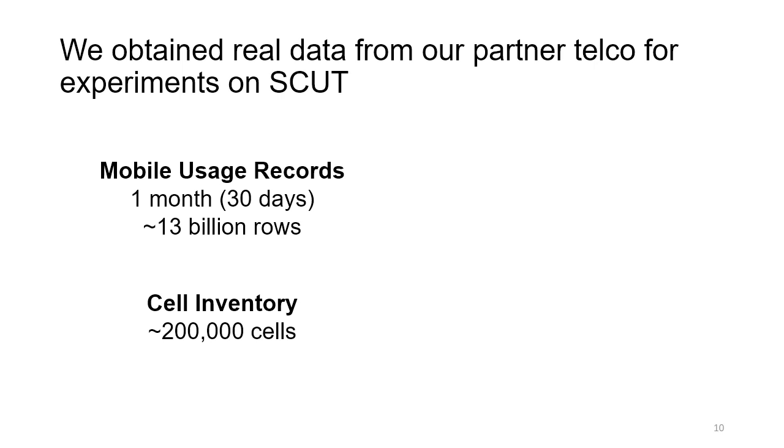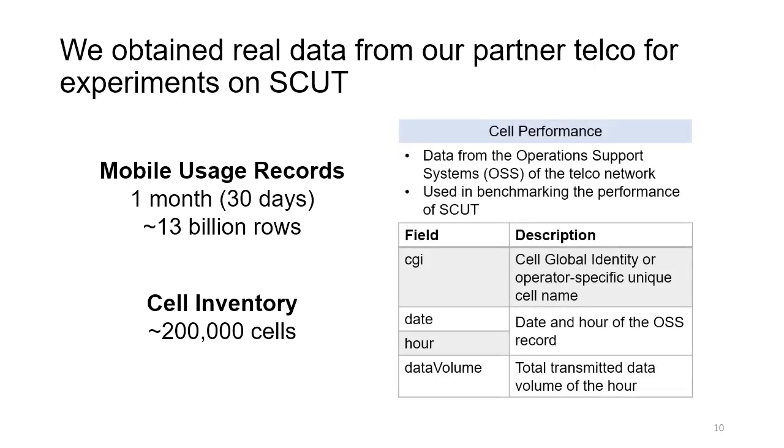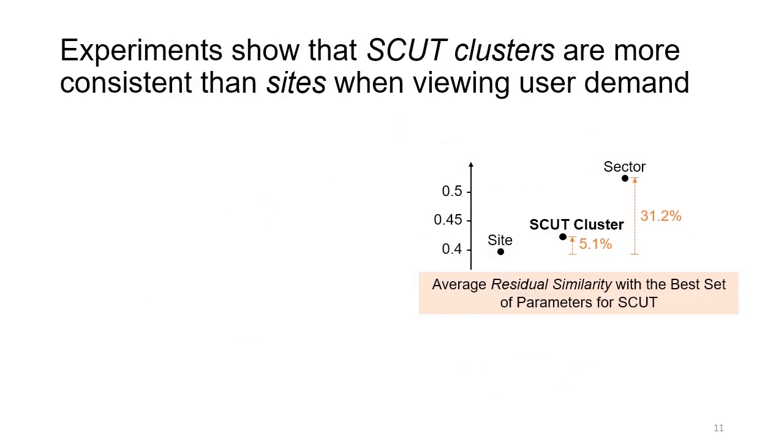To benchmark the performance of the SCUT algorithm, we obtained the cell performance dataset of the same month. This data is exported from the operator's operation support system, and here's the schema. This dataset basically records the hourly transmitted data volume on each cell throughout the month. We ran experiments to see whether the SCUT clusters are more consistent in size when viewing user demand, and the conclusion is definitely affirmative, according to this chart here.